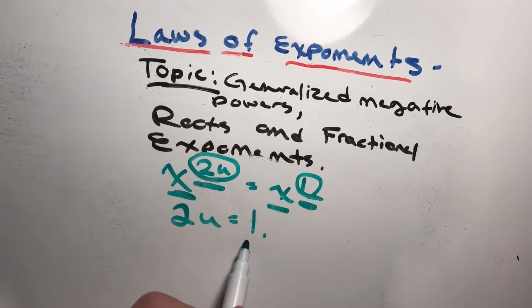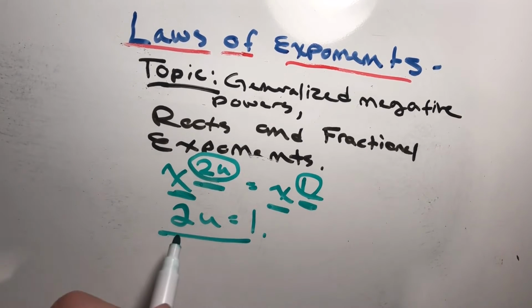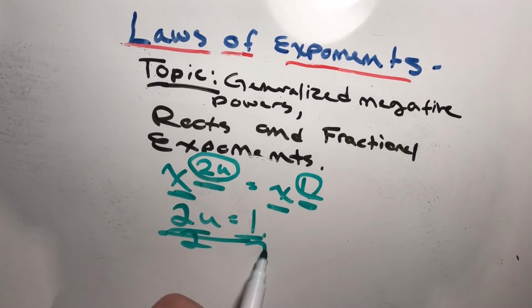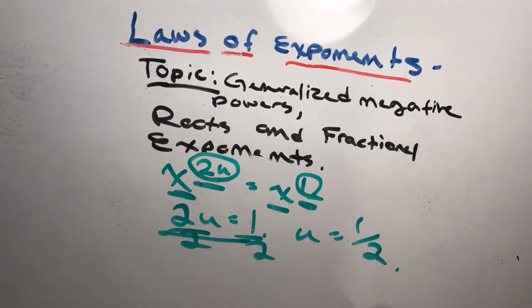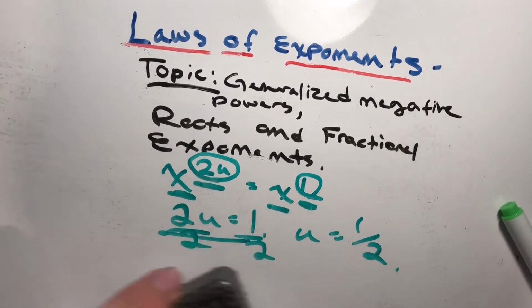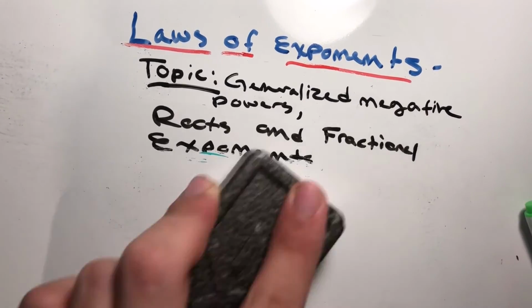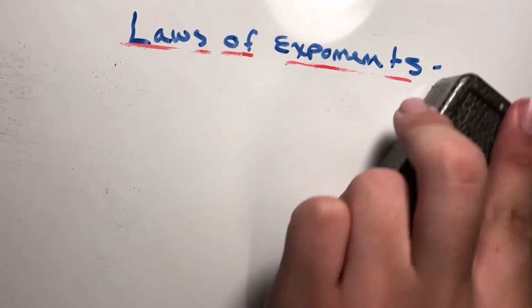Right, so now all we have to do is solve this single line equation. We divide both sides by 2, and we get u is equal to 1/2. Okay, this is a pretty big deal. I'm going to erase this now. And now that we know u is equal to 1/2, I'm also going to erase this top here.